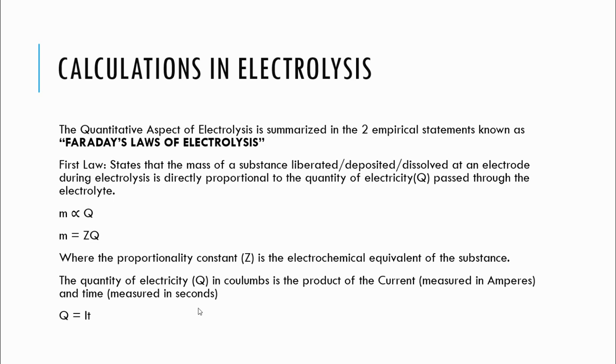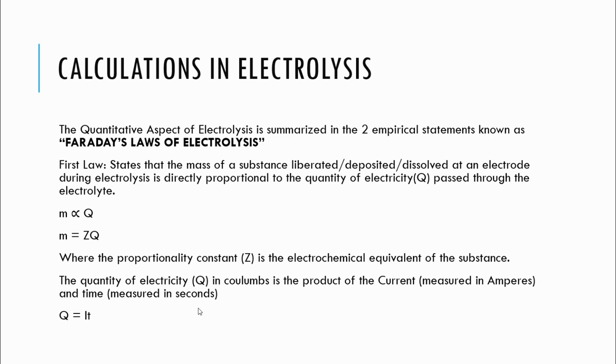That means if you use 1 coulomb, what mass of that substance will be discharged? Different substances, different ions, different species, have their own Z on the electrochemical series. They have their own electrochemical equivalent. If I use 1 coulomb of electricity for sodium and 1 coulomb for potassium compounds, they have different electrochemical equivalents, so different masses will be deposited. The mass that 1 coulomb will deposit for a particular substance is the electrochemical equivalent of that substance.